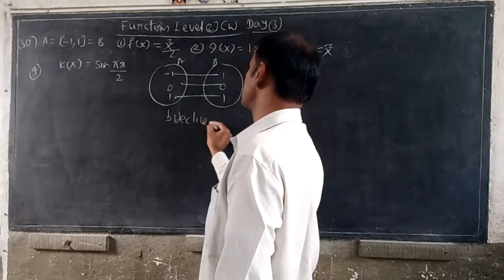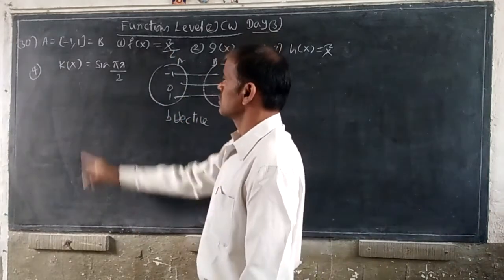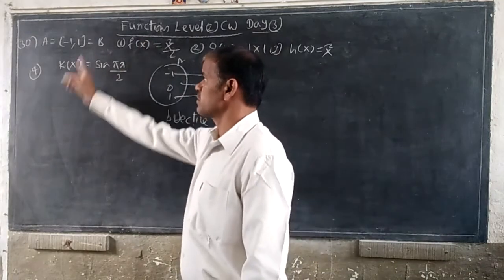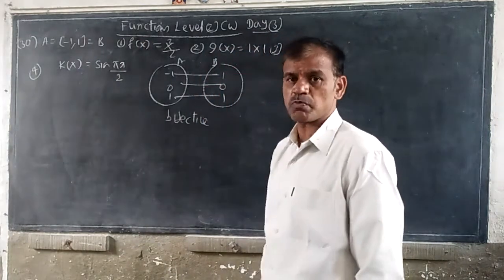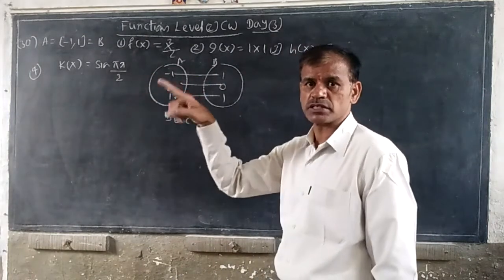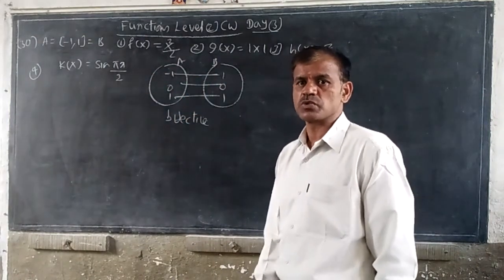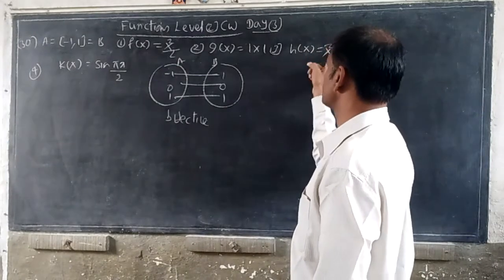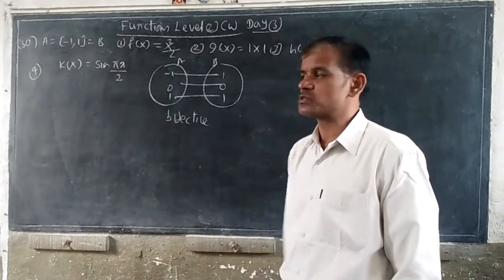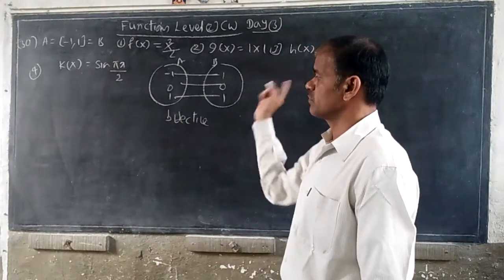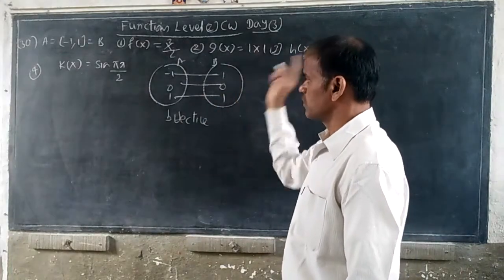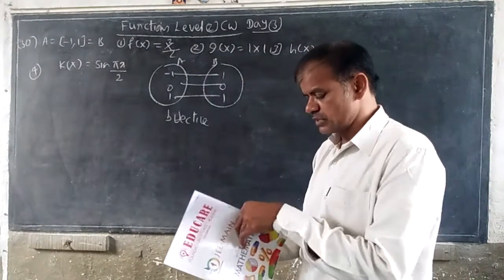Directly also we can say that x square is not at all bijective, because minus 1 whole square becomes 1 and 1 whole square becomes 1. Modulus of x is also the same, we should consider negative also: modulus of minus 1 is 1 and modulus of 1 is 1. So it is also wrong. It is not one-one. Whenever it is not one-one, this is not a bijection. So only option 4 is bijection.